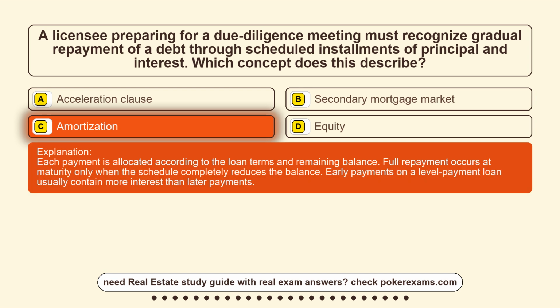Each payment is allocated according to the loan terms and remaining balance. Full repayment occurs at maturity only when the schedule completely reduces the balance. Early payments on a level-payment loan usually contain more interest than later payments.